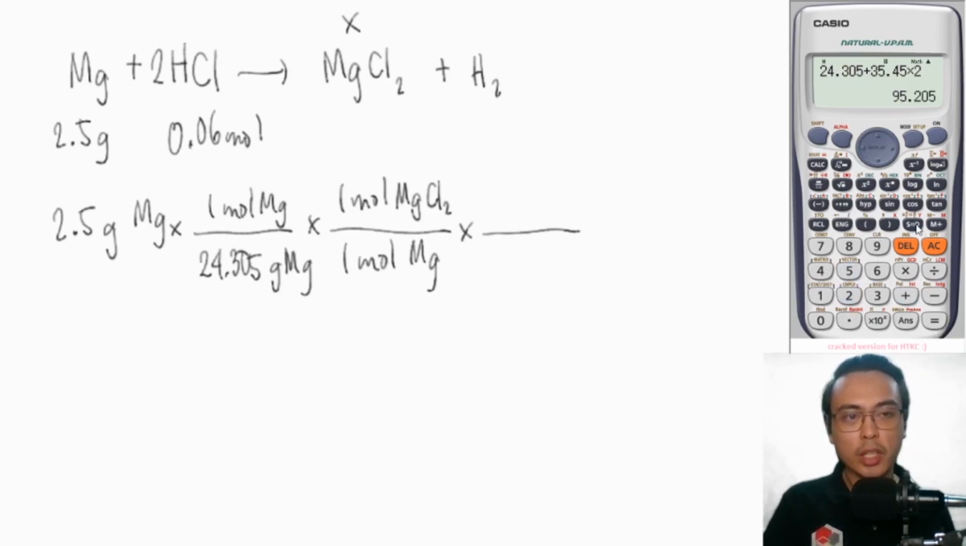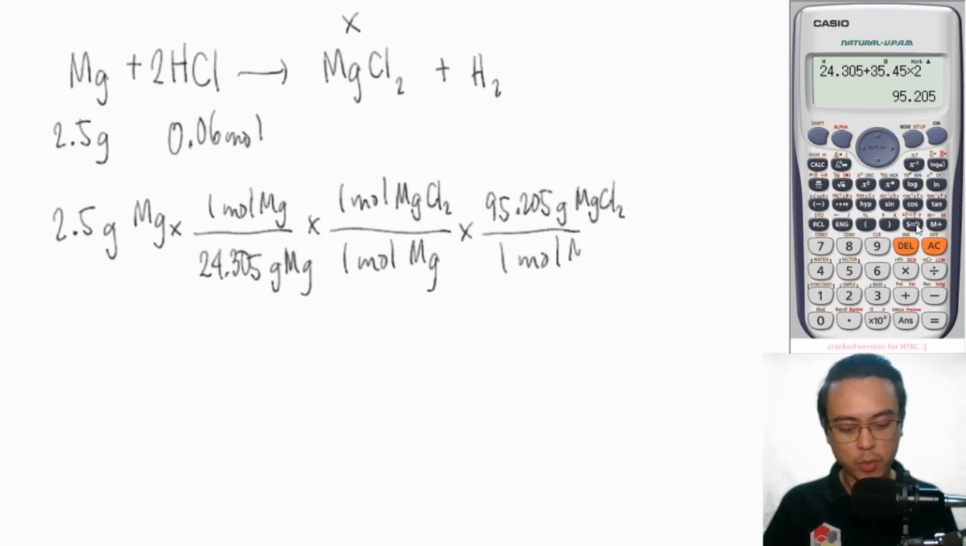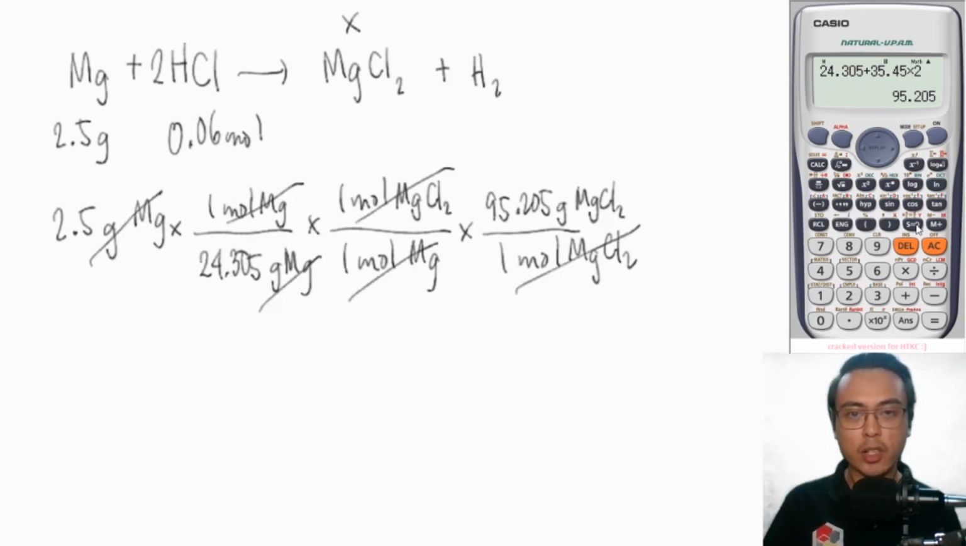The molecular weight is 95.205 grams per mole. We need to multiply the number of moles by the molecular weight. So this becomes 95.205 grams of magnesium chloride for every 1 mole of magnesium chloride. You know that we are on the right track because when you cancel the units, grams of magnesium cancels, mole of magnesium cancels, and mole of magnesium chloride cancels, your remaining unit is grams of magnesium chloride.